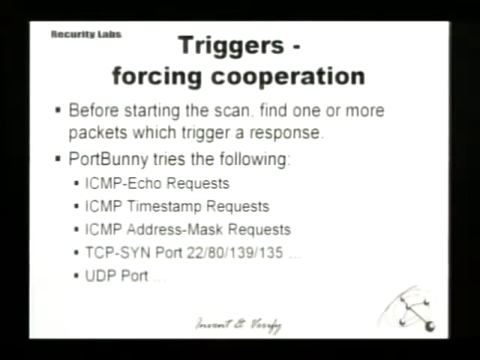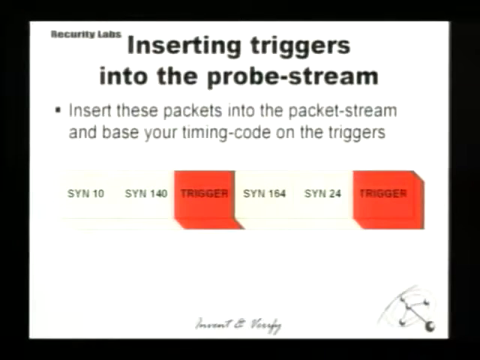Triggers. Okay. So the idea is this. Before you start the actual port scan, try to find some packets which will generate responses. So for example, you send an ICMP echo request, you send a TCP SYN on port 22, and you just see if you can get responses. Then you take these packets that will produce a response for sure, and you insert them into your probe stream. So you send SYN to port 10, another one to 140, and then you insert your trigger packet, which is the one which will trigger a response, and you go on like that.